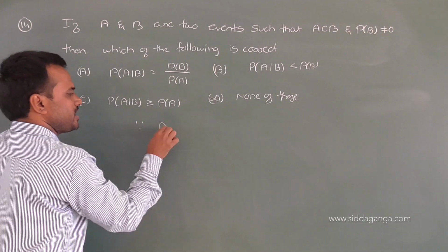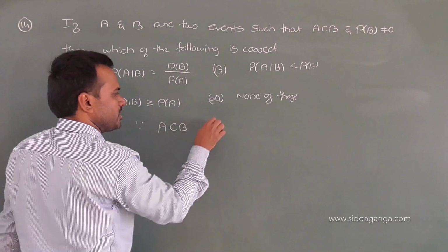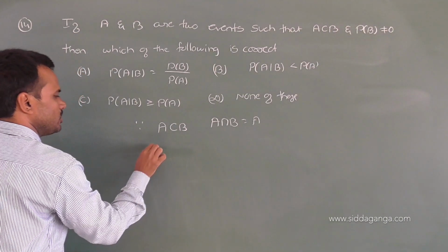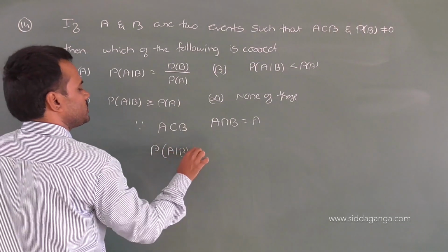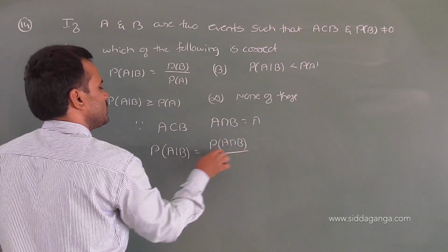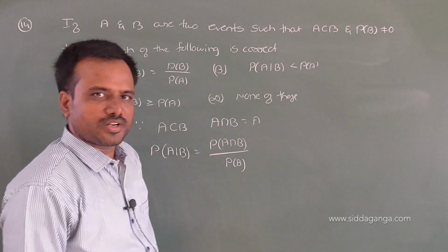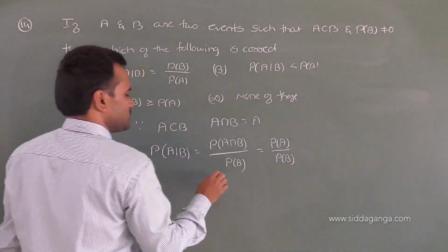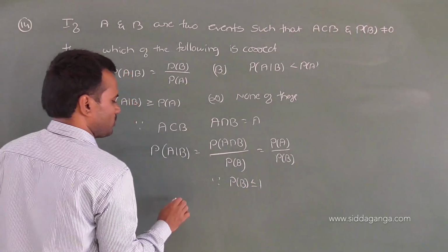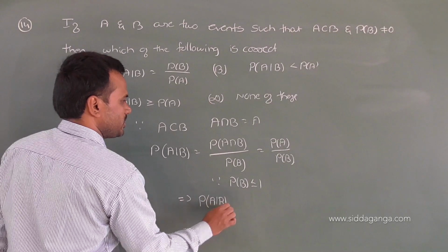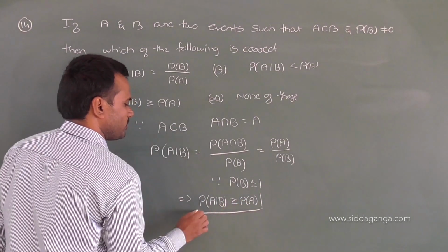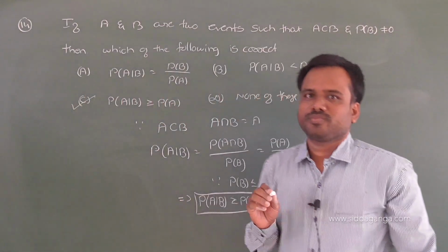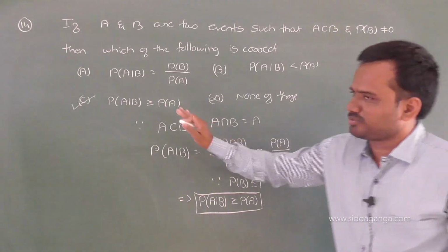Since A is a subset of B, A intersection B is equal to A. So, P of A given B is equal to P of A intersection B divided by P of B. So, that is nothing but P of A divided by P of B. Since P of B is less than or equal to 1, that implies P of A given B is always greater than or equal to P of A. So, option C is correct.